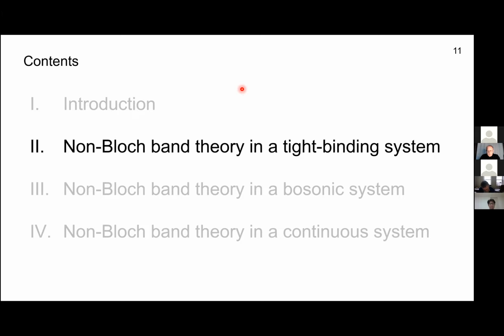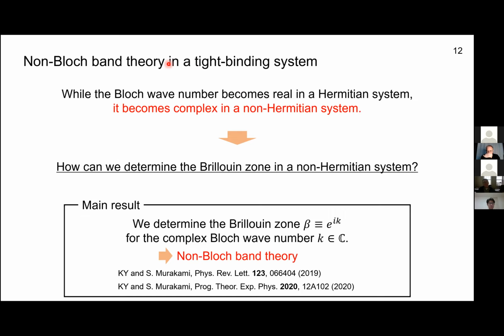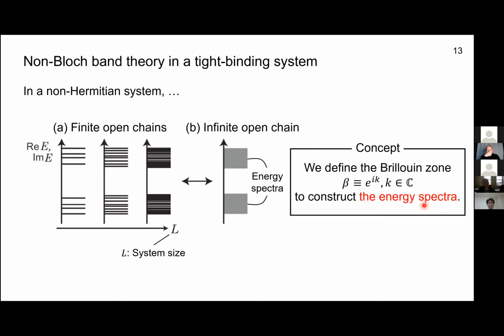In the second part, I will talk about the non-Bloch band theory in a tight binding system. As I explained, while the Bloch wave number is real in a Hermitian system, it becomes complex in a non-Hermitian system. Then the question arises, how can we determine the Brillouin zone in a non-Hermitian system? In our work, the main result is that we determine the Brillouin zone for the complex wave number k in terms of the non-Bloch band theory. First of all, I will explain the concept of the non-Bloch band theory.